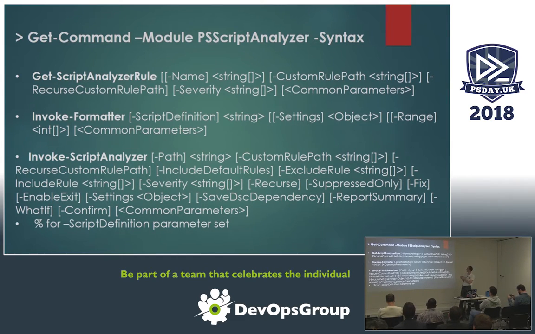So Get-ScriptAnalyzerRule gives you all rules. To be honest, I don't use it that much, but it's good for testing if you develop custom rules and you want to check you actually get them back.